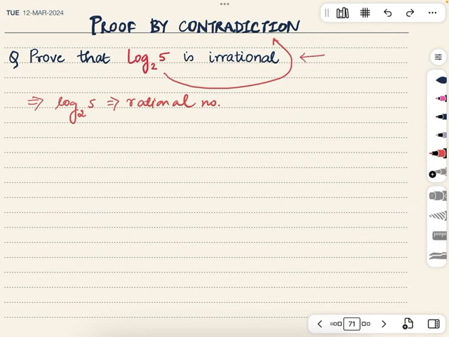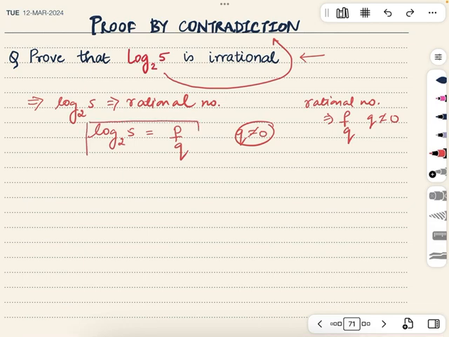So this simply implies that log base 2 of 5 should be equal to P upon Q, where Q is not equal to 0, because that's the rational numbers. What are rational numbers? Rational numbers are numbers that can be written in the form of P over Q, where Q is not equal to 0. That's the condition of rational numbers. So, log base 2 of 5 is equal to P upon Q.